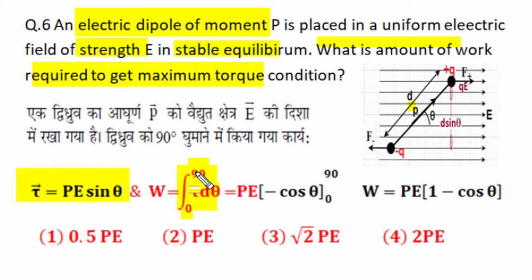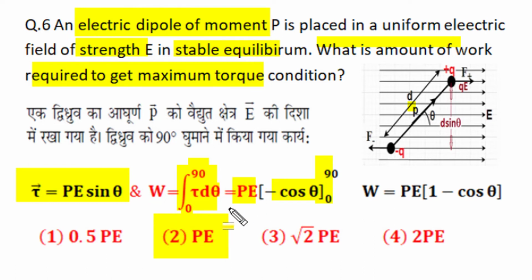And if our displacement is from stable equilibrium theta 0 to maximum torque condition theta 90 degree, the work can be obtained by integration. P being constant can be brought out of integration. Integration of sin theta becomes minus cos theta. With these two limits, it becomes minus cos 90 plus cos 0, that is, cos 90 is 0 and cos 0 is 1. So the amount of work done becomes P, and the second option becomes the right option.